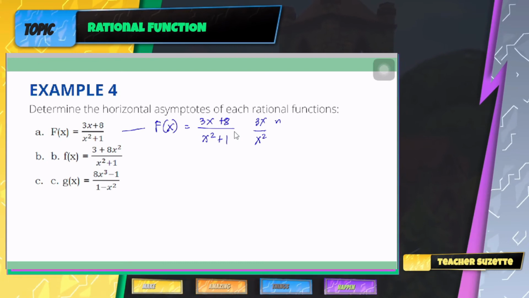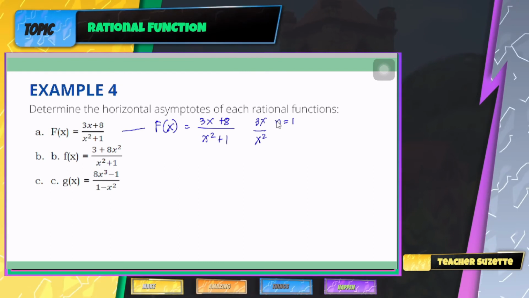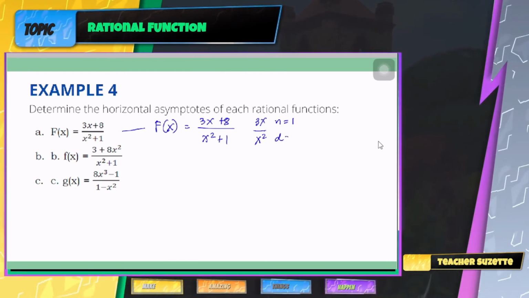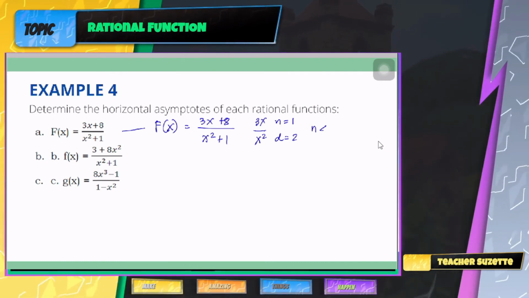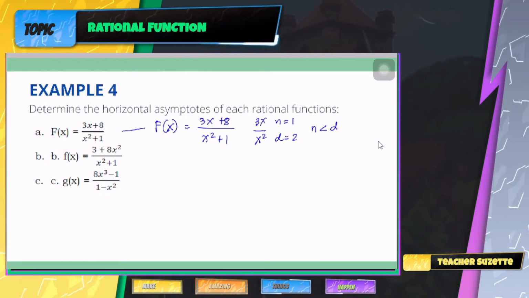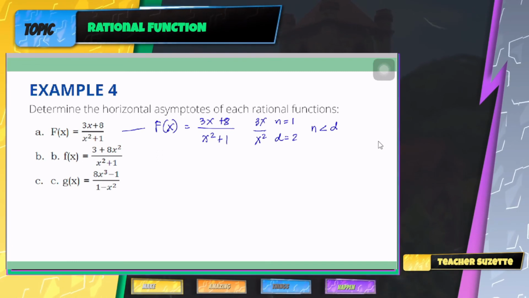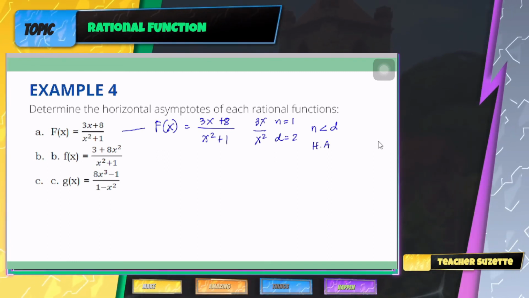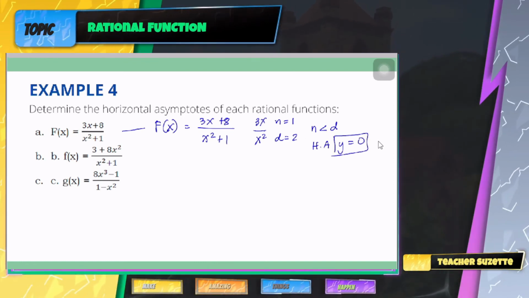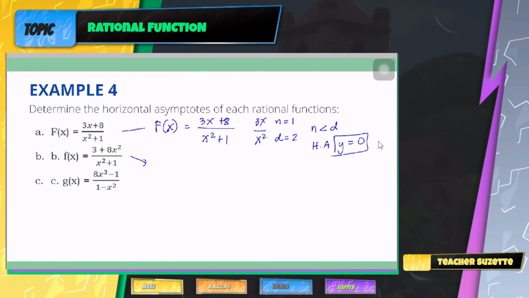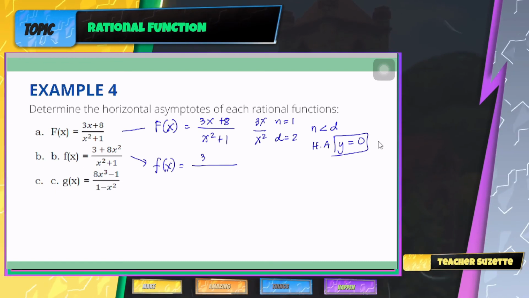So, obviously, ang n natin dito is 1. Ayan, kahit hindi natin nakikita, our n there is 1. And then, for the denominator, our degree is 2. So, obviously, our n is less than our d. The degree of our numerator is less than the degree of our denominator. So, therefore, we can say that our horizontal asymptote is y equal to 0.